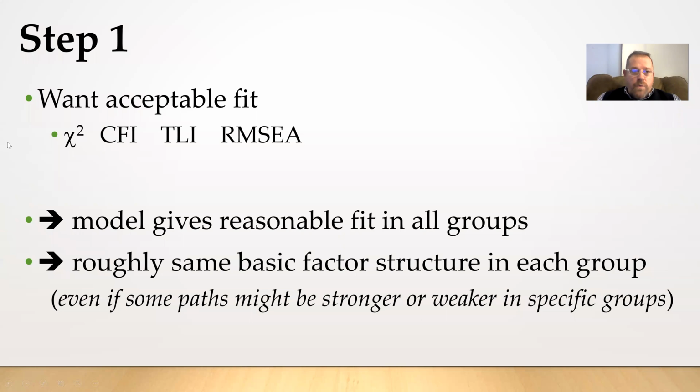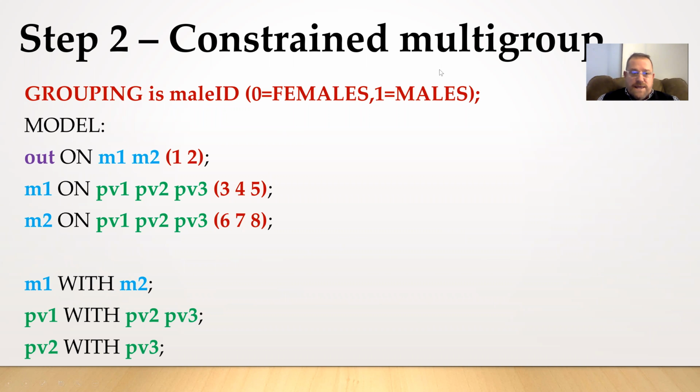And then what we want is acceptable fit. And if we get acceptable fit, that means that the model generally accounts for the covariance in both groups. Doesn't mean that it's identical though. Some paths might be stronger or weaker. Then we constrain that multigroup. So we just give those substantive paths little ID names, and these don't have to be numeric. This could just as easily be M1 out, M2 out, or A, B, C, D, E. But we give each of those paths names, and by giving them names, we're constraining them to be identical across men and women.